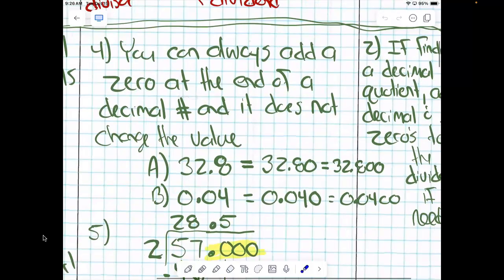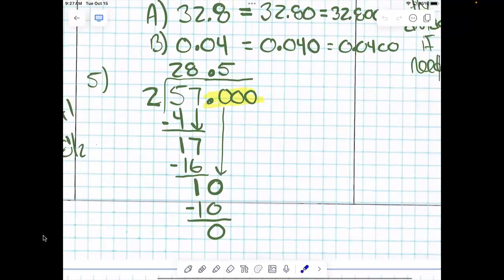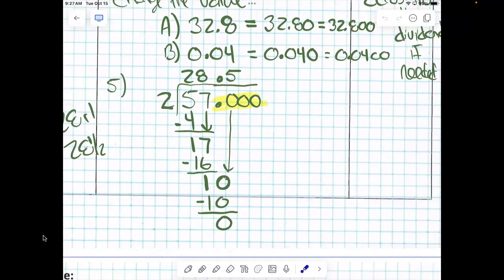Is this number right here, 32 and 8/10, the same as 32 and 80/100? Yes. If I just keep adding zeros to the end, does it change the value? No. So if I have like 7.3, I can just keep adding zeros and it's still the same as 7.3? Yes. Look at this problem right here. We had 57 divided by 2, remember that? Yes. Okay, 57 divided by 2, and we did the math.